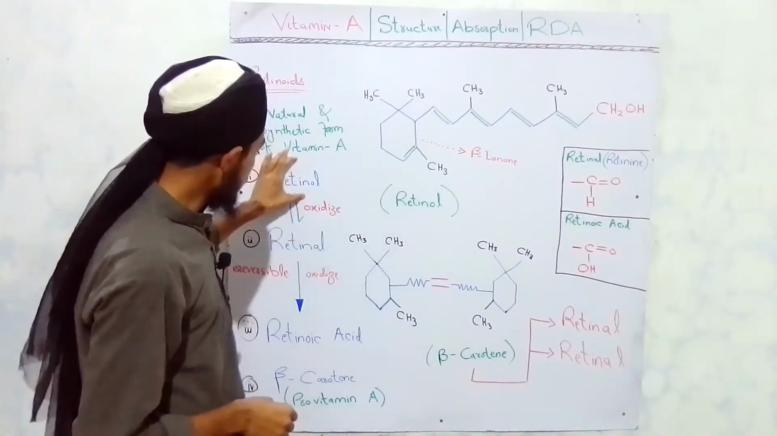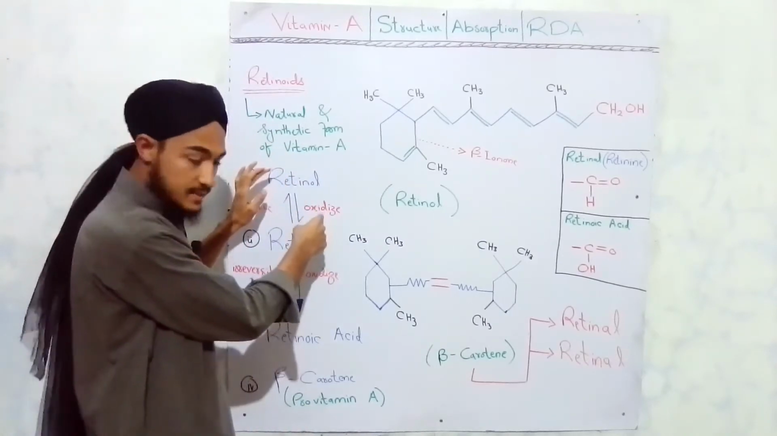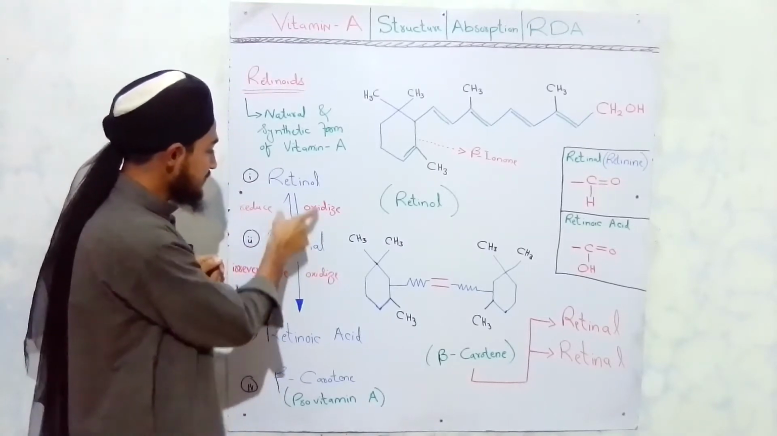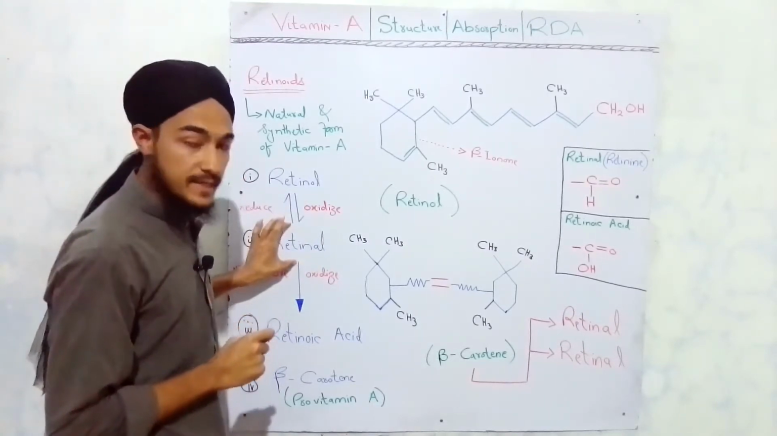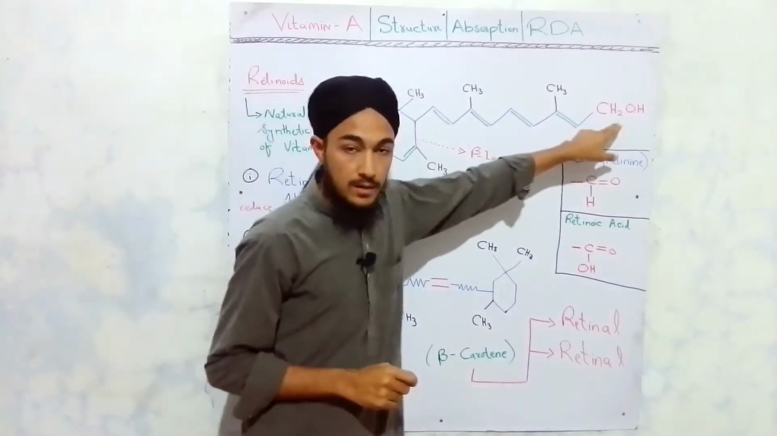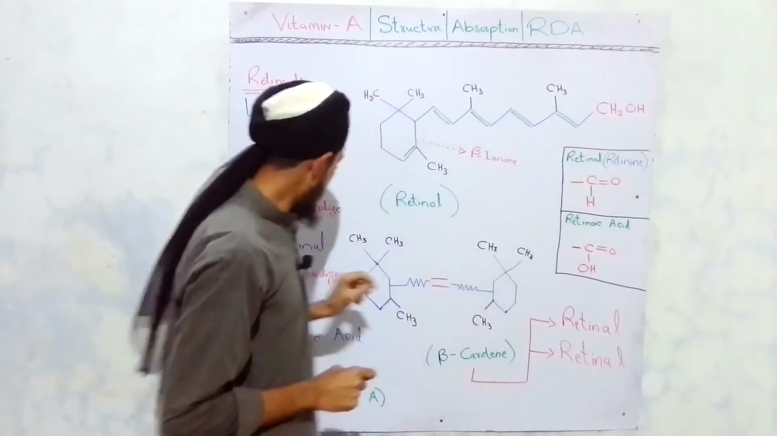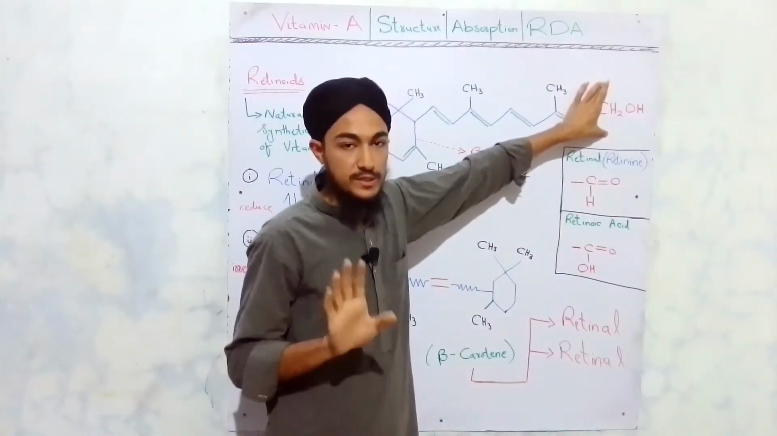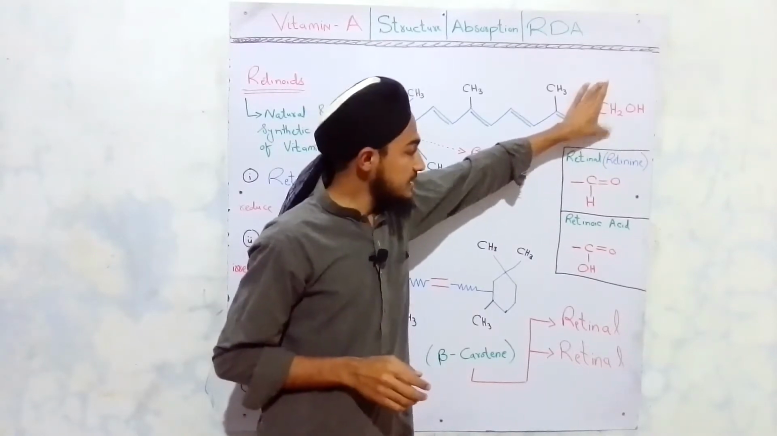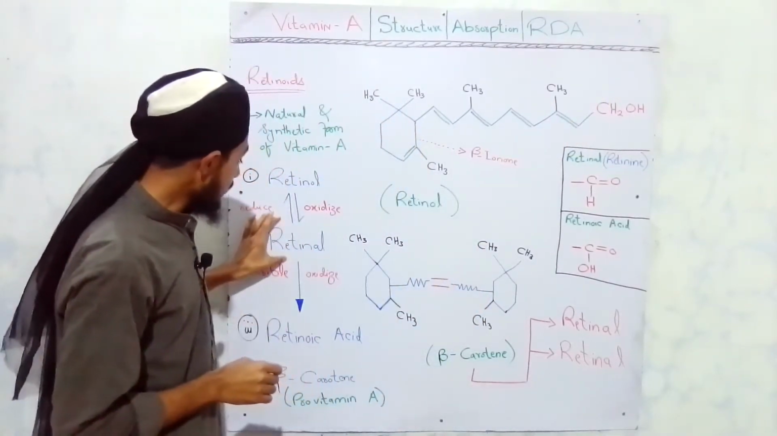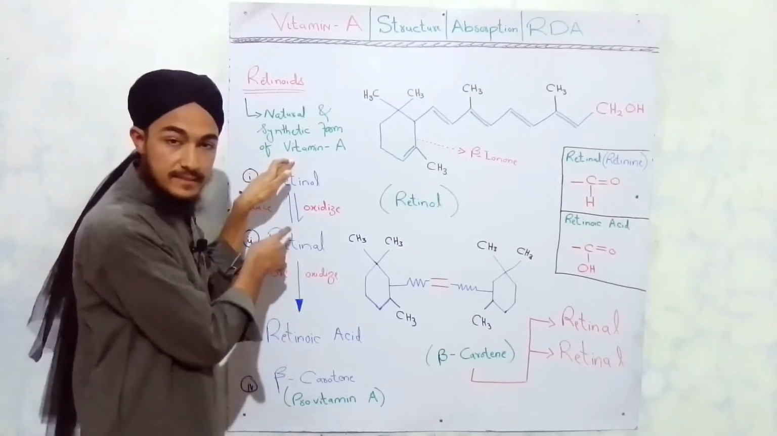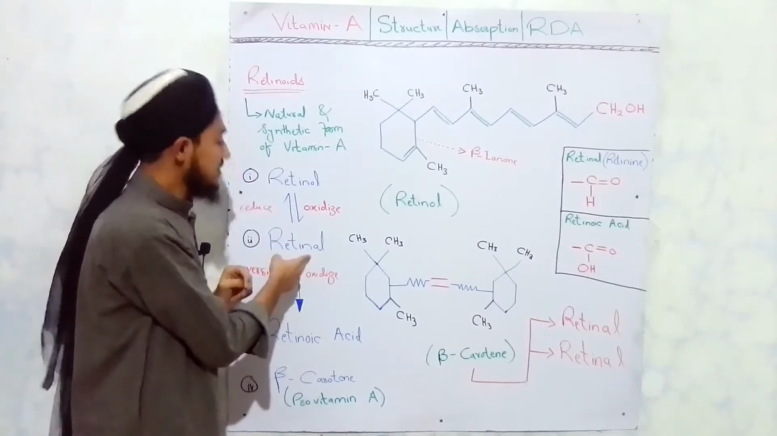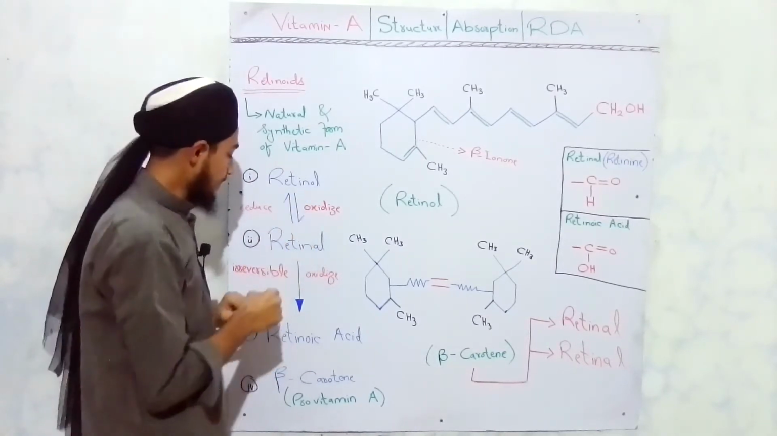When this retinol oxidizes, then it converts into another form that is known as retinal. And the only difference between retinol and retinal is that retinol contains a hydroxyl group at its end, while retinal contains an aldehyde group at its end. So that is the only difference between retinol and retinal. Retinol and retinal are interconvertible. It means that retinol can be converted into retinal, while retinal can be converted into retinol.